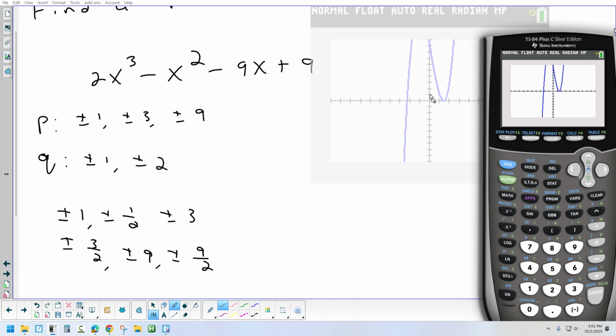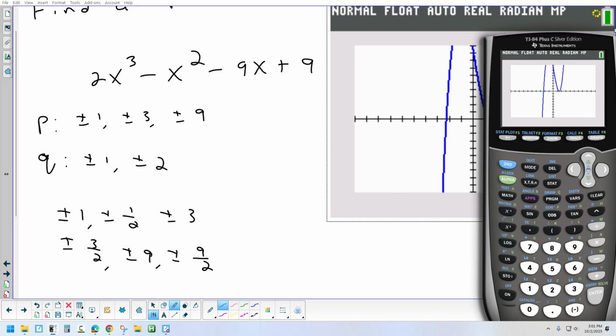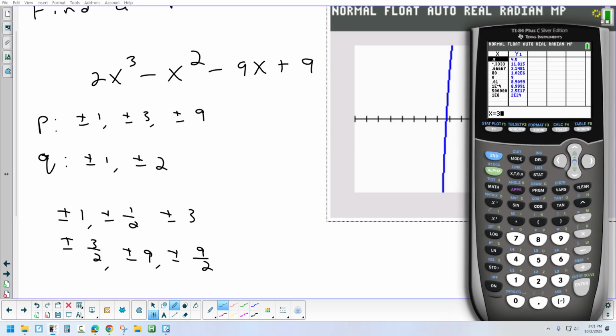Looking at that picture, are there any numbers in that list that look like where the graph crosses? I would say 3/2. That's the only one that looks close. 9 and negative 9 aren't close. This is a little over negative 2, but I don't have any numbers close to negative 2. I have negative 1.5, and that's about it. So I would say 3/2. Let's go to the table and check 3/2. Perfect, 3/2 is a root.